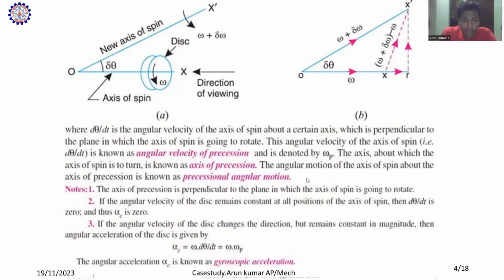So from this case, we take the notes. The axis of precession is perpendicular to the plane in which the axis of spin is going to rotate. If the angular velocity of the disk remains constant at all positions of the axis of spin, then d theta by dt is 0, thus alpha c is also 0. If the angular velocity of the disk changes in direction but remains constant in magnitude, then the angular acceleration is given by alpha c equal to omega d theta by dt, that is omega into omega p, where alpha c is known as gyroscopic acceleration.